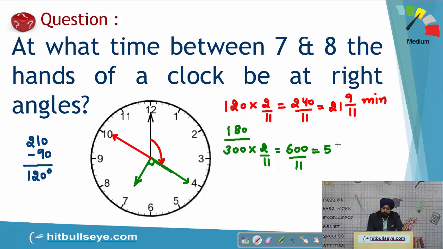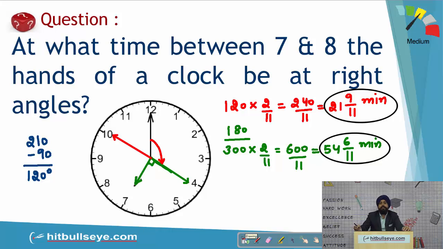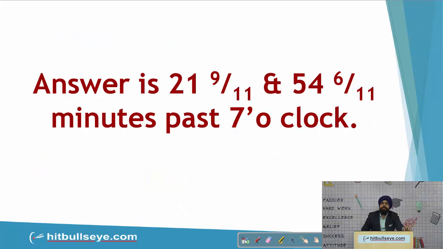11 fives are 55, 550, so it is 54 6/11 minutes past 7. So students, there will be two right angles. One, we said, will be at 21 9/11 minutes and the second will be at 54 6/11 minutes past 7. Now students, these are the two answers.